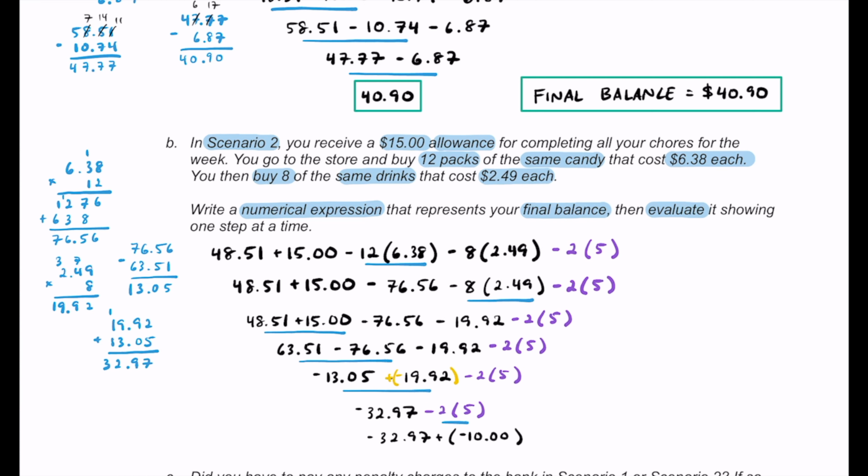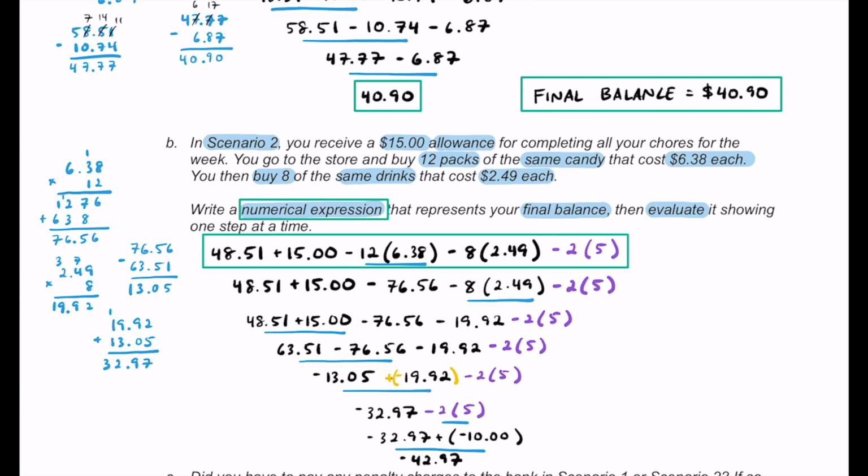So if we add this -32.97 plus -10, that should just be -42.97. So we were asked to write a numerical expression representing your final balance. And that would be this expression right over here. Keep in mind that we needed to find out about the 2 times we went below zero and went even further below zero to know that we had that $5 charge twice.